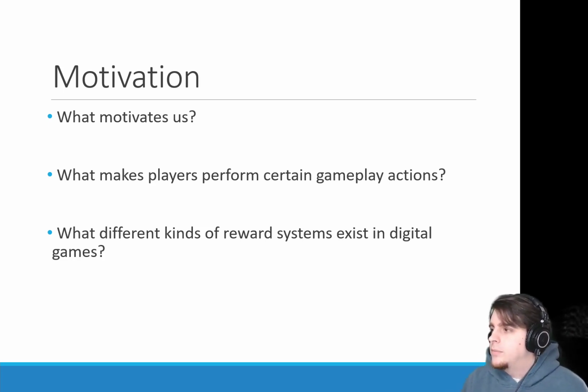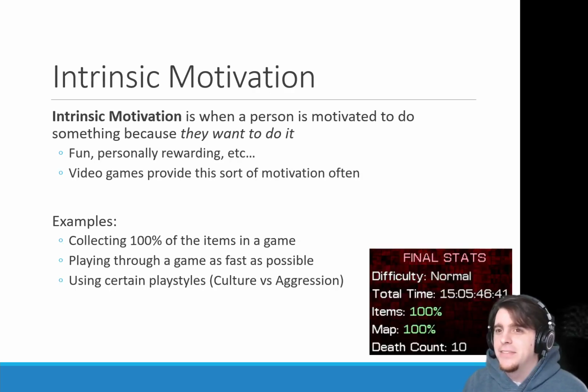So there are two broad categories: intrinsic and extrinsic motivation. And the difference being, sorry, I'm on the wrong slide here. Okay, there we go. So intrinsic motivation is when a person is motivated to do something because they want to do it. That motivation is very internal. They're not necessarily being rewarded for it, but a person is doing that thing because they find it fun or because they find it personally, the slide says rewarding, but let's say personally fulfilling.